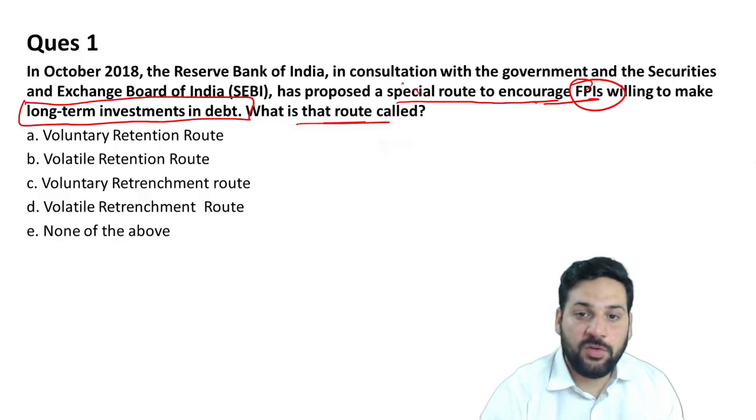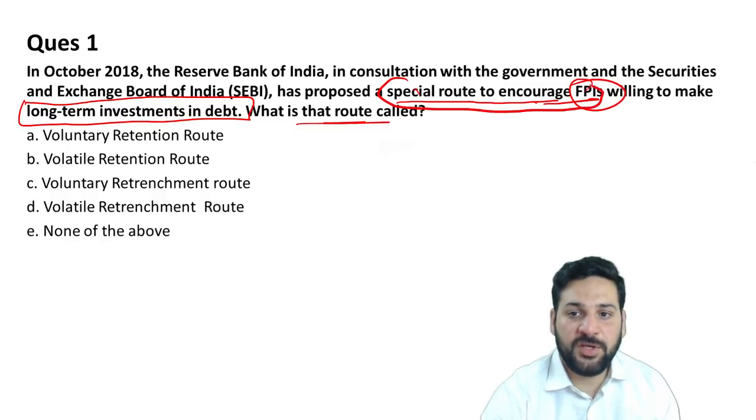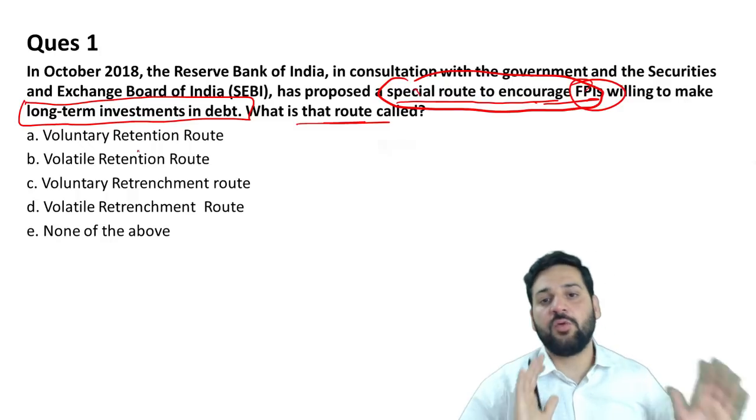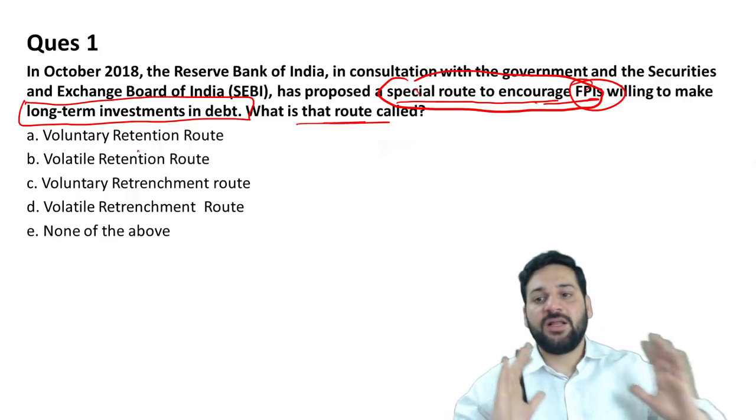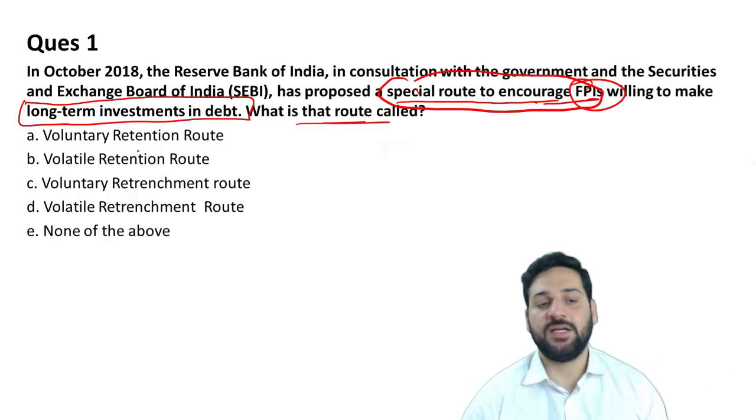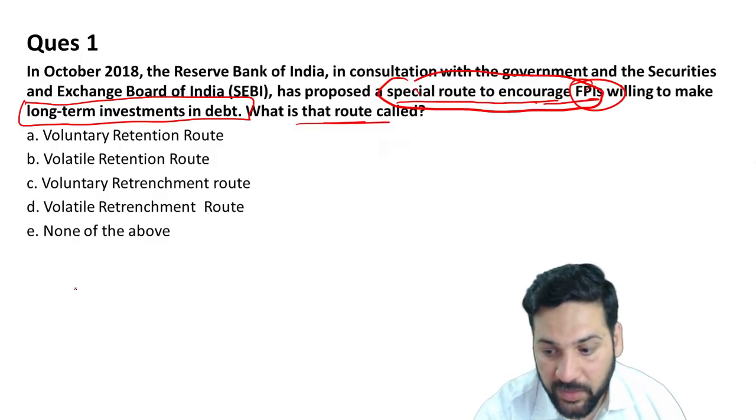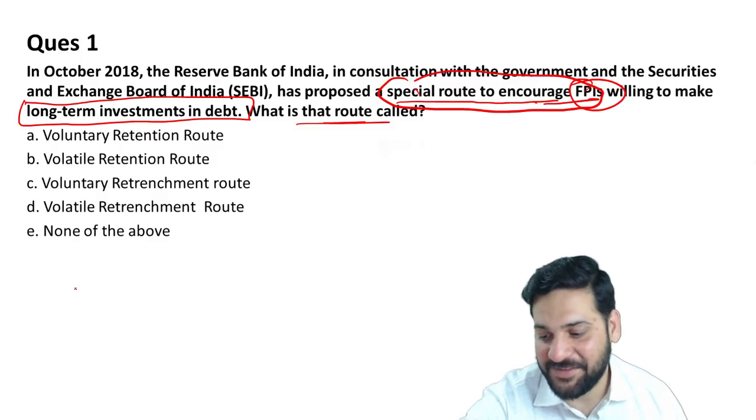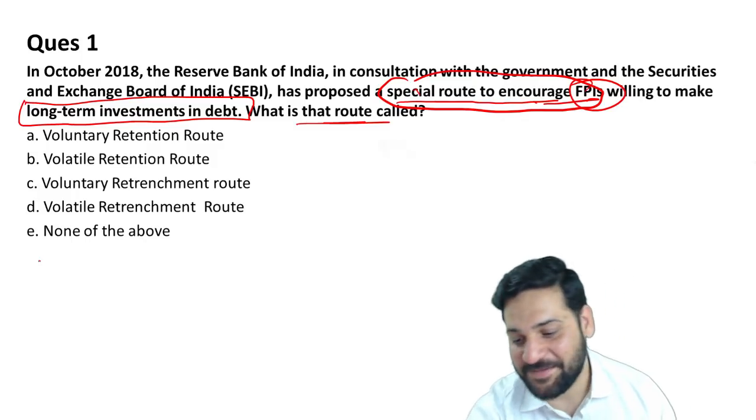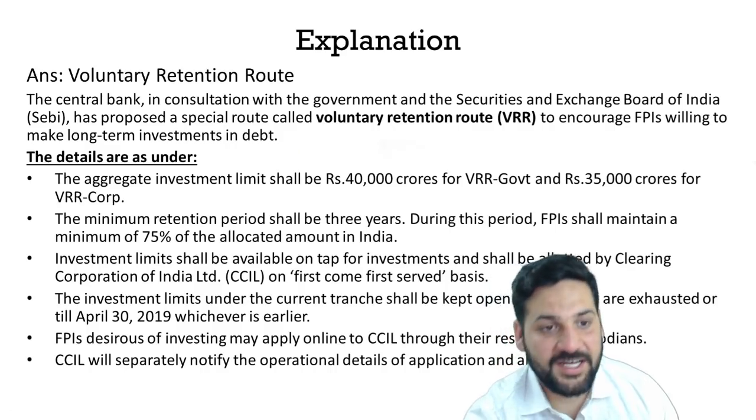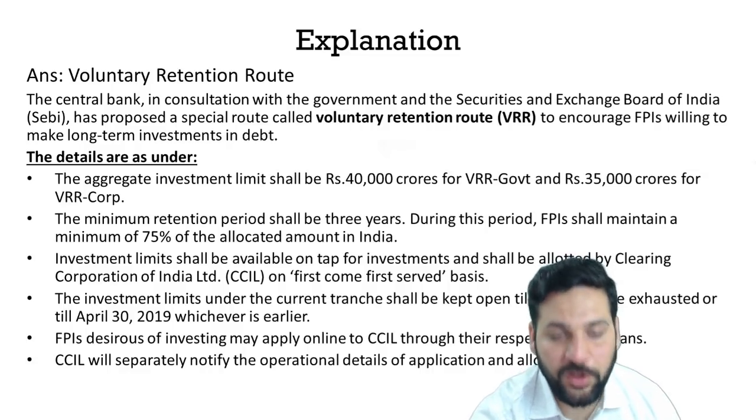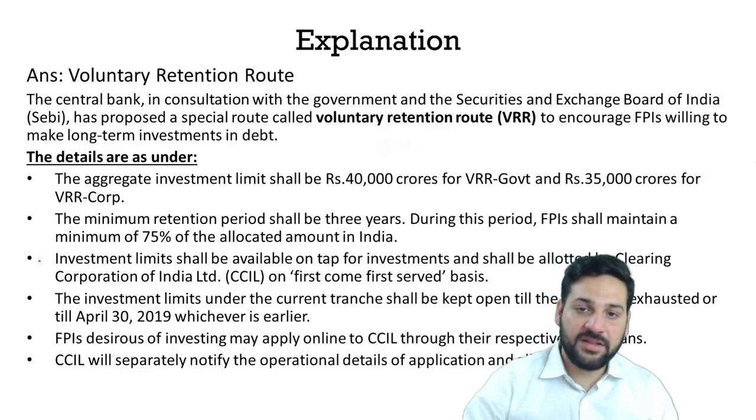So a special route, please remember this, a special route to encourage FPIs to make long-term investment in debt. What is the name of the route? Anybody? No answers, because it's a little complicated question. The correct answer is the voluntary retention route.